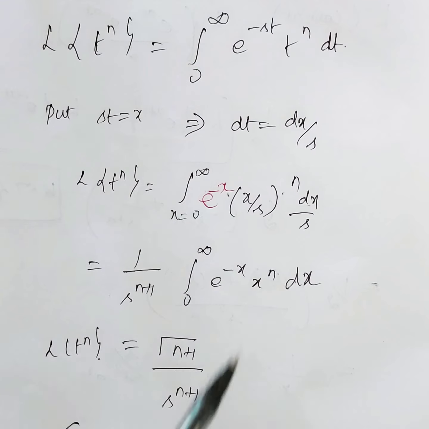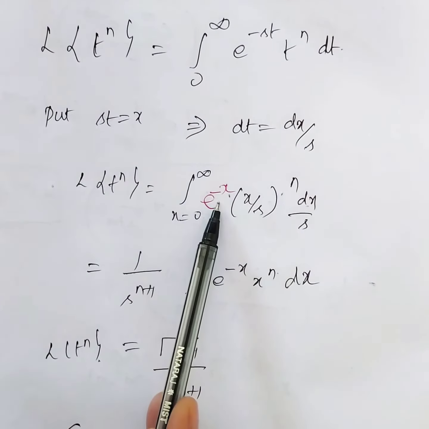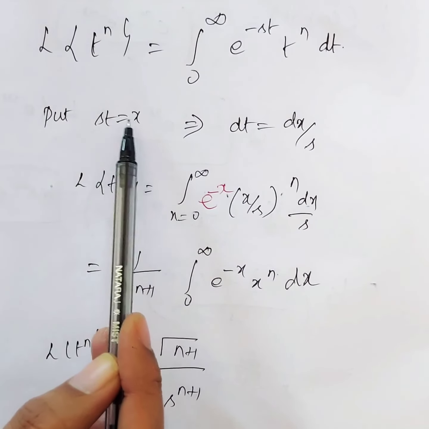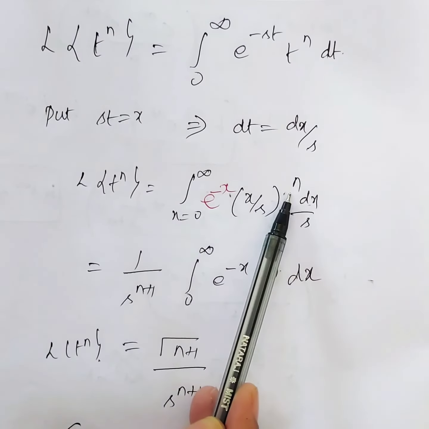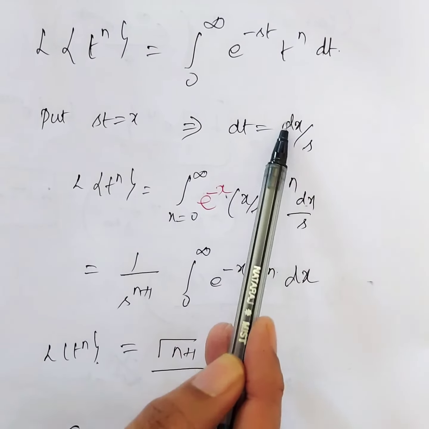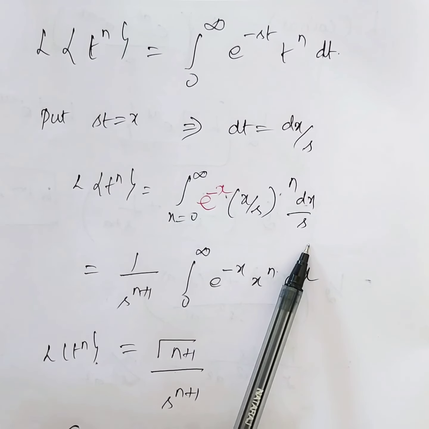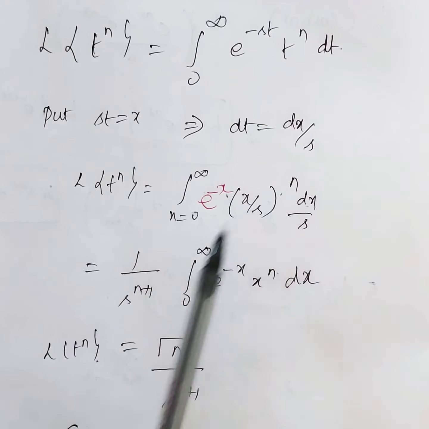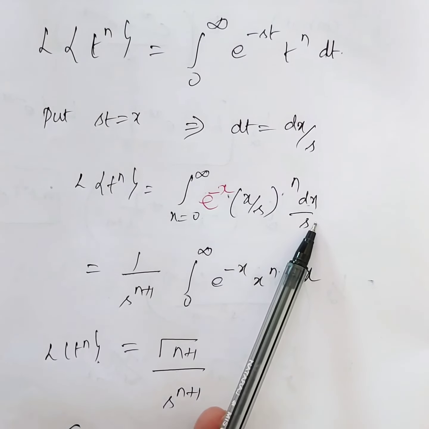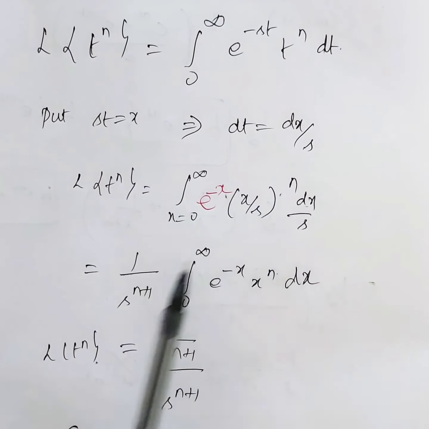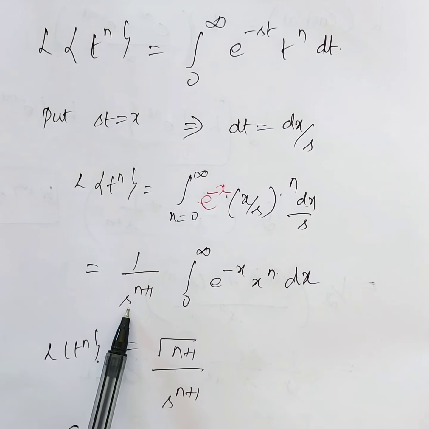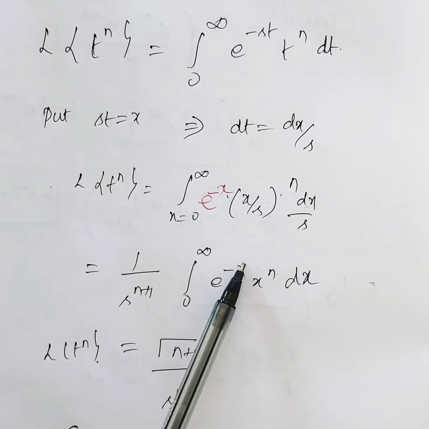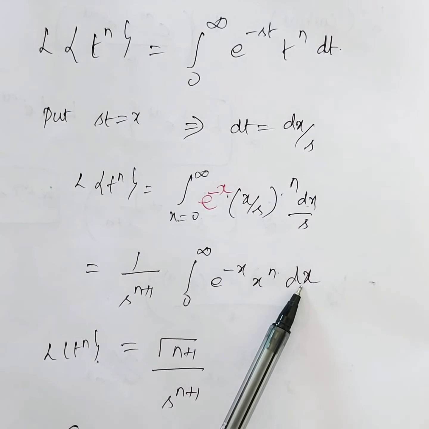Therefore we get e power minus x, here it is, t power n. T is nothing but x by s power n. Dt is nothing but dx by s. We have changed completely in terms of x. And s power n is just a constant. Here s power 1 is there. These two together will become s power n plus 1. Throwing it outside, and what we have inside is integral 0 to infinity e power minus x, x power n dx.